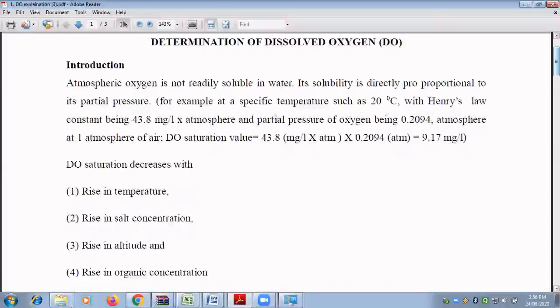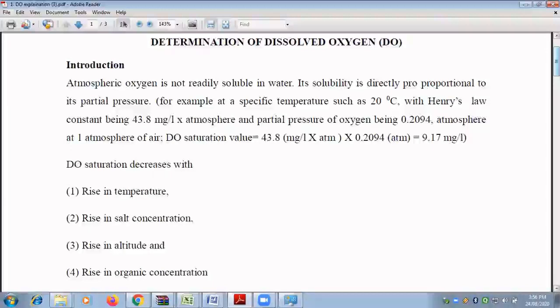So normally what we inhale is the atmospheric oxygen, and we particularly take the oxygen from the atmosphere for our metabolic activity. Similarly, this dissolved oxygen also has some significance, and it will be covered in due course of this lecture. Let's start with the introduction to the topic.